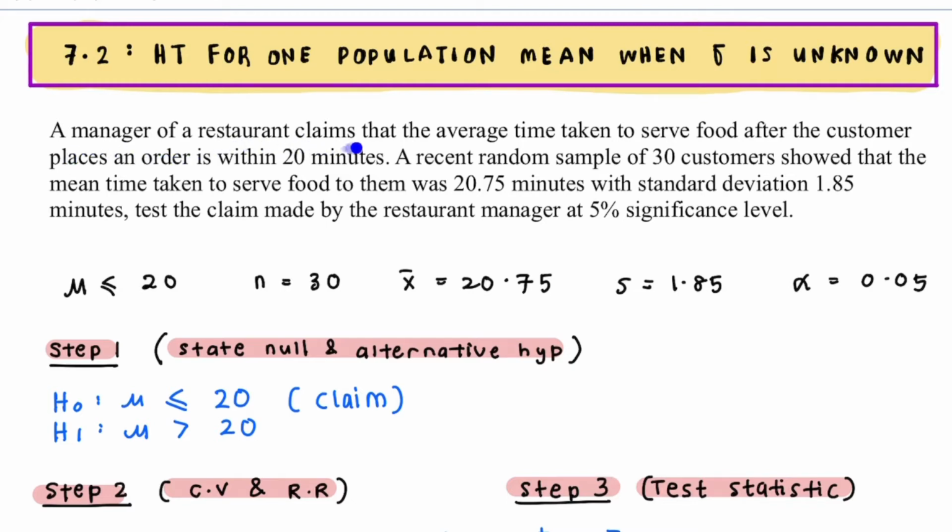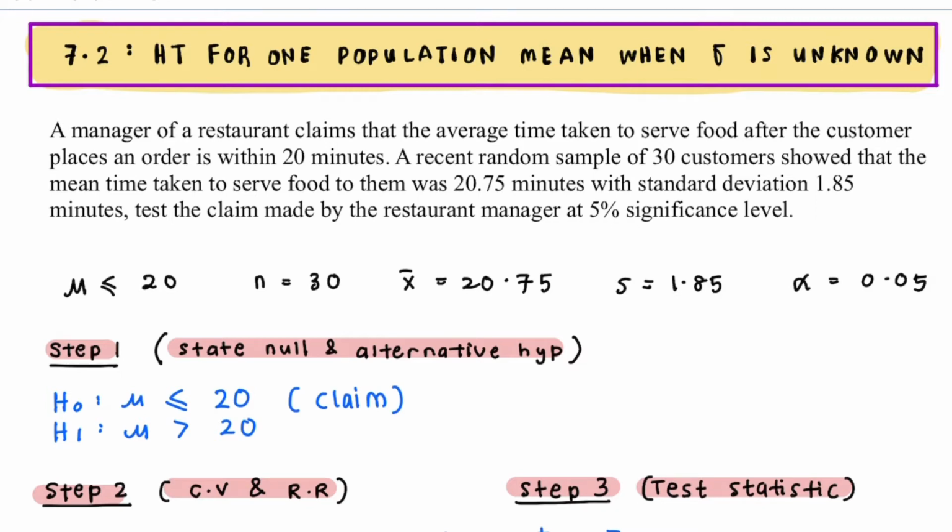A manager of a restaurant claims that the average time taken to serve food after the customer places an order is within 20 minutes. A recent random sample of 30 customers showed that the mean time taken to serve food to them was 20.75 minutes with a standard deviation of 1.85 minutes. Test the claim made by the restaurant manager at 5% significance level.